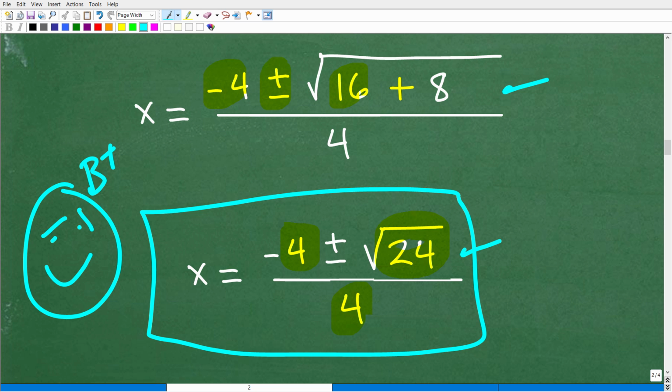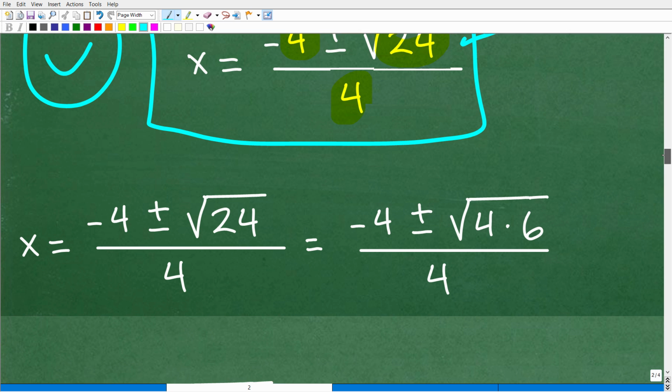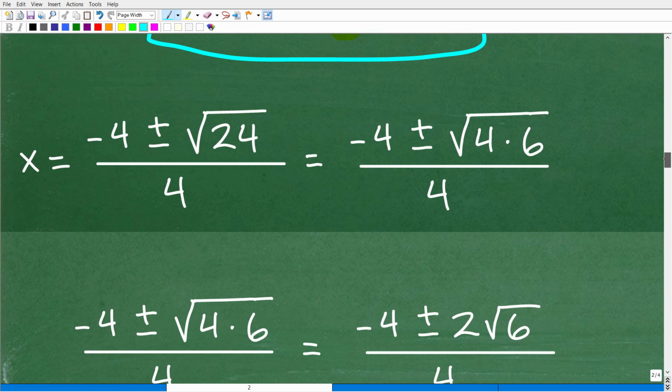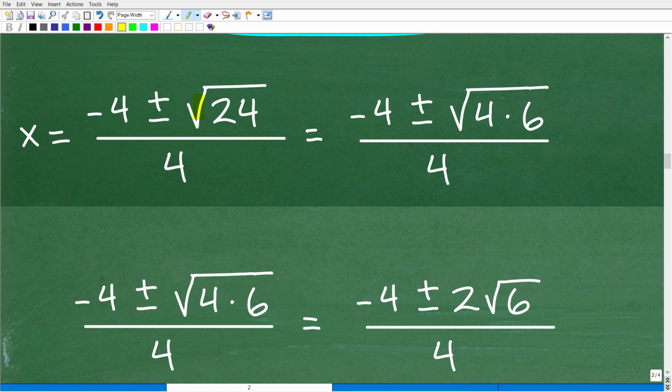So the skills involved here are skills that hopefully you learned in algebra. So the work is not done yet. All right, so let's go ahead and continue on. What we want to recognize is that we want to simplify any perfect square factors in this 24.